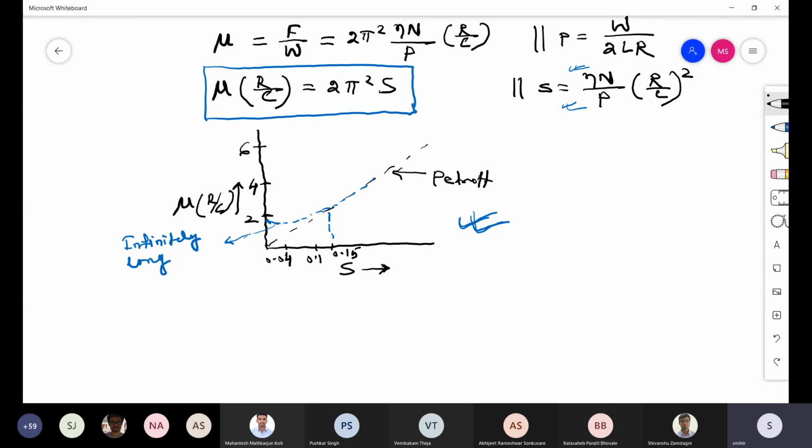Till now we have been treating the infinitely long and infinitely short journal bearings on pen and paper by making the two-dimensional Reynolds equation one-dimensional. Now we'll go for real bearing solutions, that is, finite bearings.